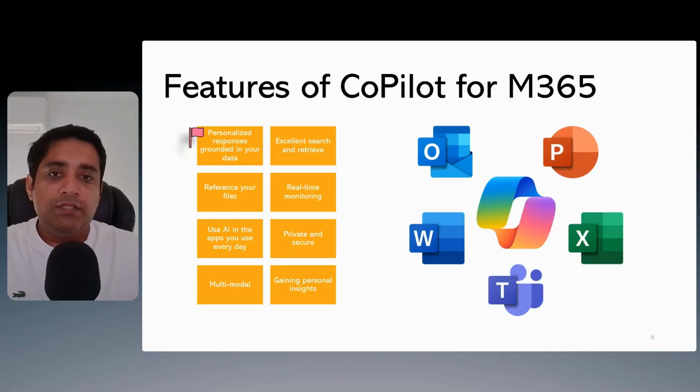Now, one of the first features is personalized responses. Microsoft Copilot provides personalized responses grounded in your data, emails, files, Teams chats, meetings, and then uses AI in the apps you use every day. So you do not need to switch back to ChatGPT or anything like that. It's right in the app and controls things in your application too.